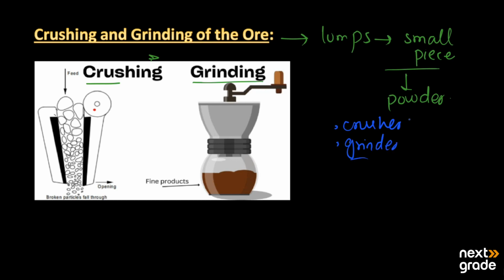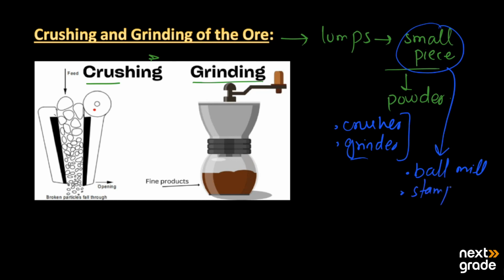The small pieces that we gain after this process are then reduced to fine powder, and that happens with the help of the ball mill or also by the use of the stamp mill. This process of grinding and crushing is known as pulverizing or pulverization.